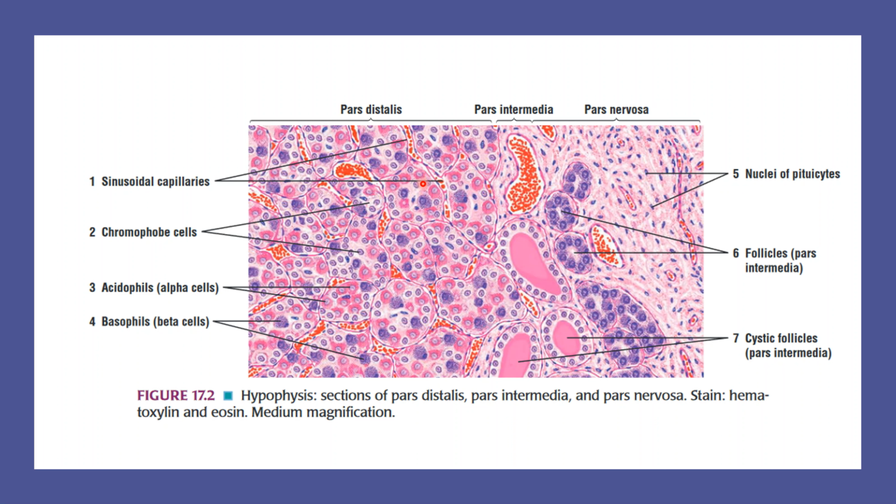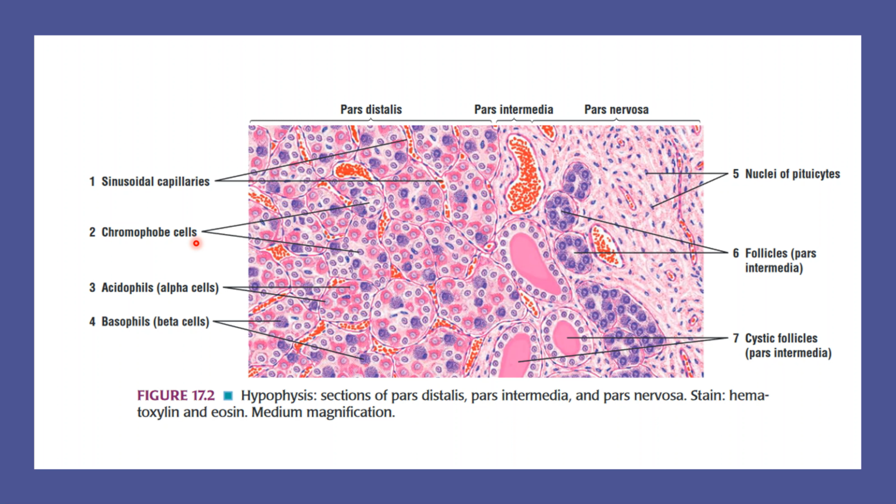These endocrine cells are divided into two groups. Some of the cells we are seeing here are darkly stained. These darkly stained cells are called chromophils. Some light stained cells we can make out here and there. They are called chromophobe cells. So we have chromophils and chromophobe cells.